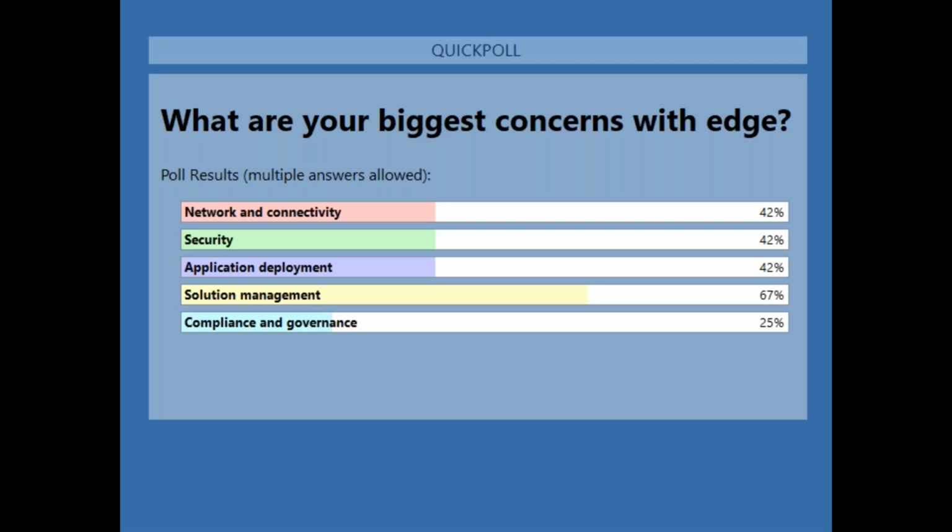Maybe I picked the right five things to ask about. Solution management at 67%. So people are feeling pretty strong about solution management. Compliance and governance is down at 25%. And you know what? If you're not in a regulated market, then those other categories might be much more important to you. I'm a little surprised it wasn't higher, but I'm happy to see that solution management won out.